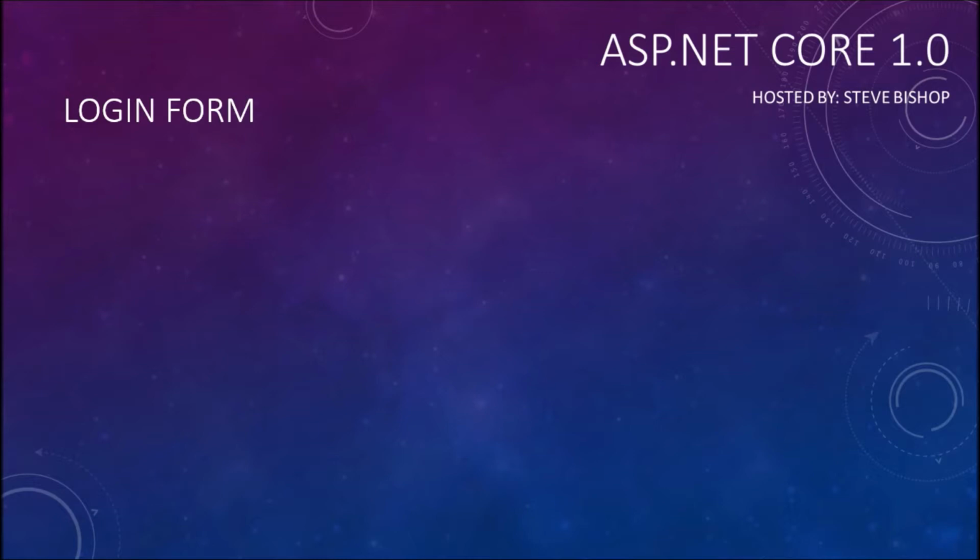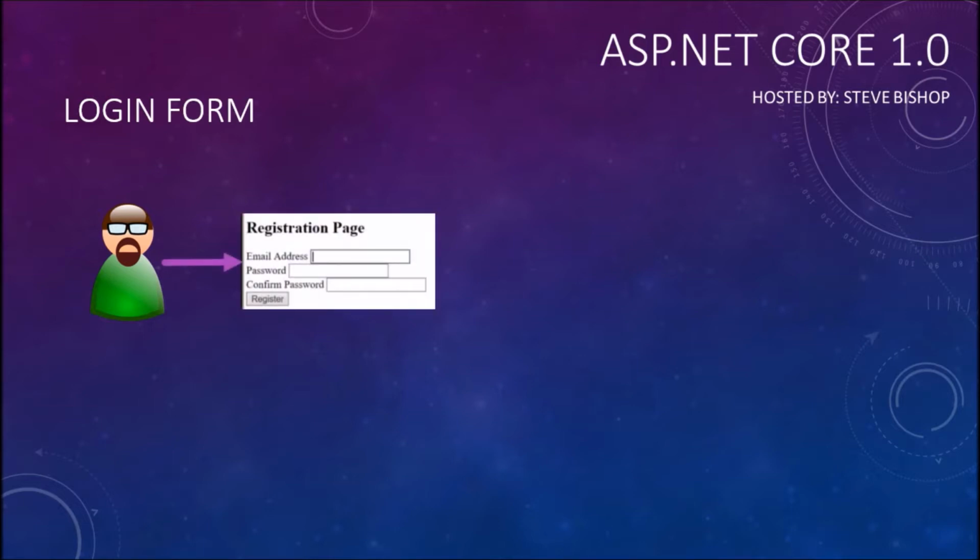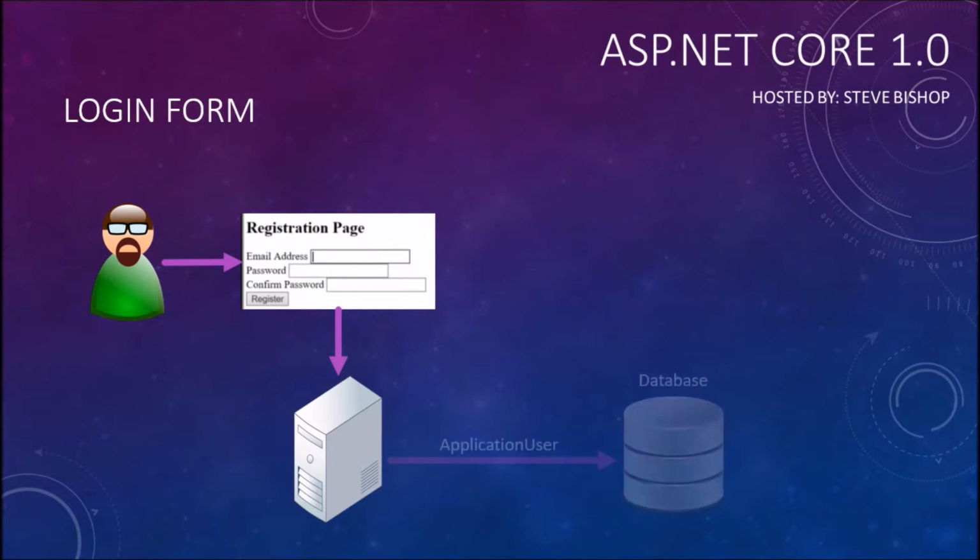Now, in our previous video where we were creating the registration form, our users were simply coming to a registration page, filling out the information like email address and the password that they want to use, and that information was being submitted to our server. And of course, that submission was creating an application user out on our database. Now, this creation of the application user on the database was being handled by the user manager class, and the user manager class comes with ASP.NET Identity Core.